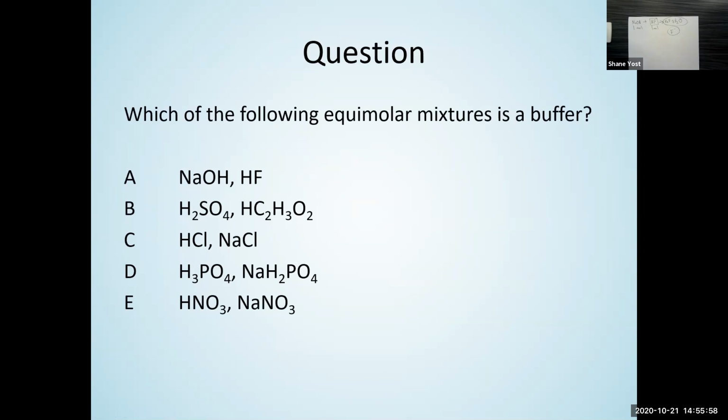What if sodium hydroxide and hydrochloric acid had different concentrations? Then you would form a buffer solution. So if I added, say, 1 molar HF and 0.5 molar NaOH, then I would form a buffer solution because I would have left some amount of hydrofluoric acid, and I would have formed some amount of fluoride. So if question A was not an equal molar mixture but different amounts, then A could form a buffer solution as well.